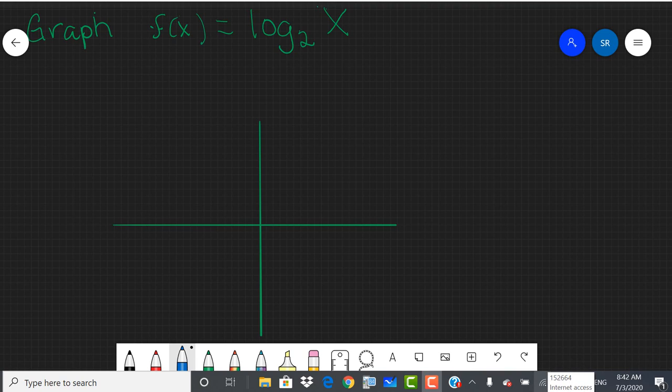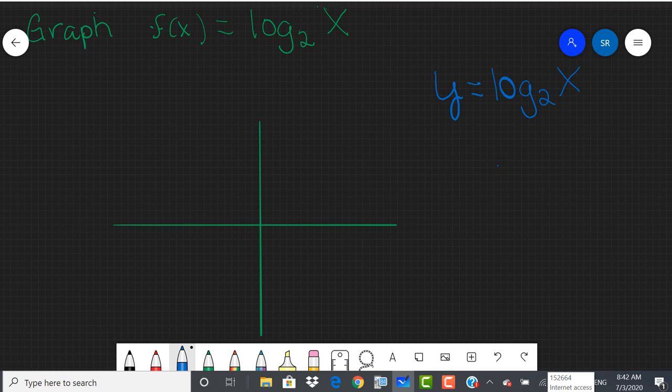Okay, in this video, I'm going to show you how to graph f of x equals log base 2 of x. So first, I'm going to rewrite this as y equals log base 2 of x, because we know f of x and y are the same thing. And then I'm going to go ahead and rewrite this as exponential, which we learned in the last section.